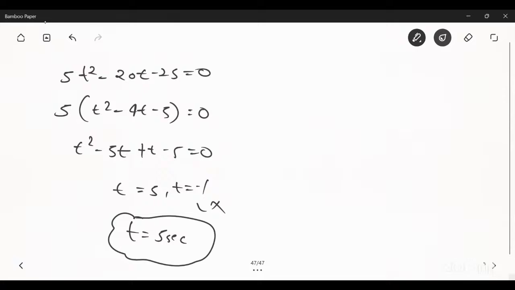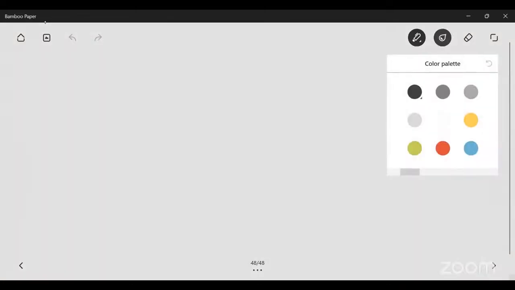Now move to one concept: motion of a body under the action of gravity. We know that the three equations of motion are V is equal to U plus AT.